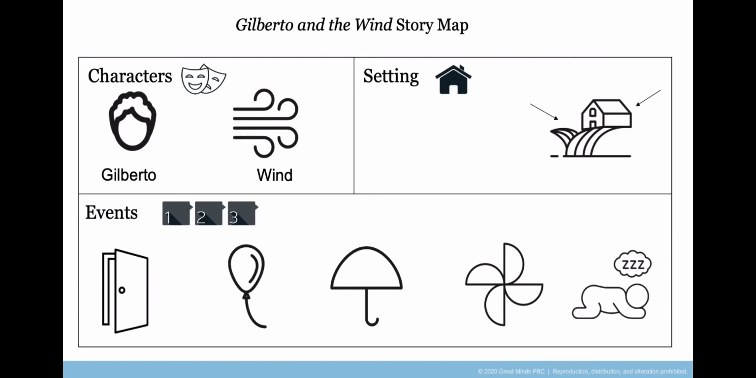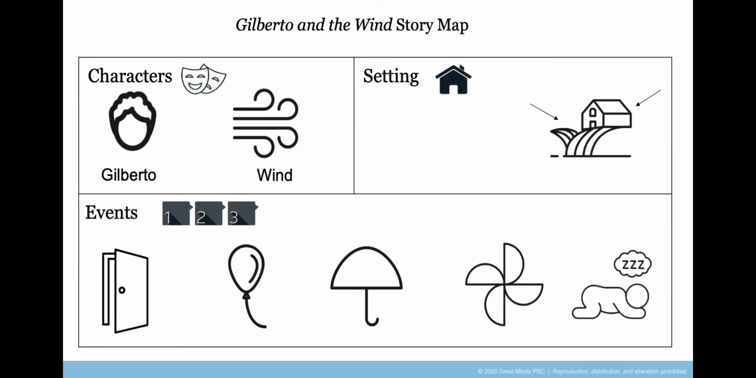We know that the characters are Gilberto and the wind, and that the setting was inside and outside of Gilberto's house. Here are the events we identified. We said the wind calls to Gilberto through the door, so he goes outside to play with the wind. And then the wind grabs Gilberto's balloon and carries it up to the top of a tree. The wind also tries to take away Gilberto's umbrella and breaks it. And then the wind blows Gilberto's pinwheel and makes it turn and whistle. Finally, we identify that Gilberto and the wind are tired and lay down under a tree to take a nap together.